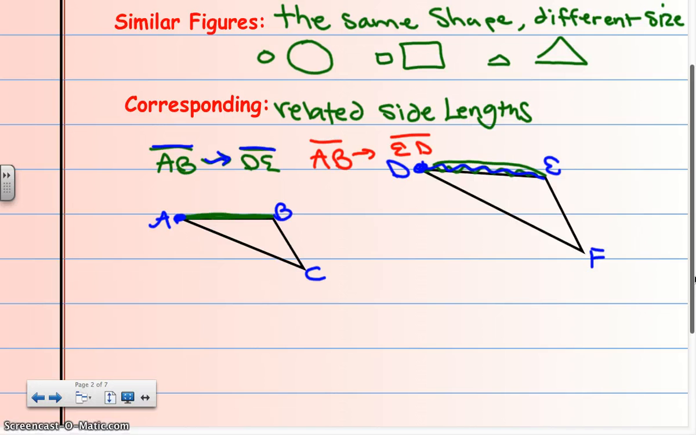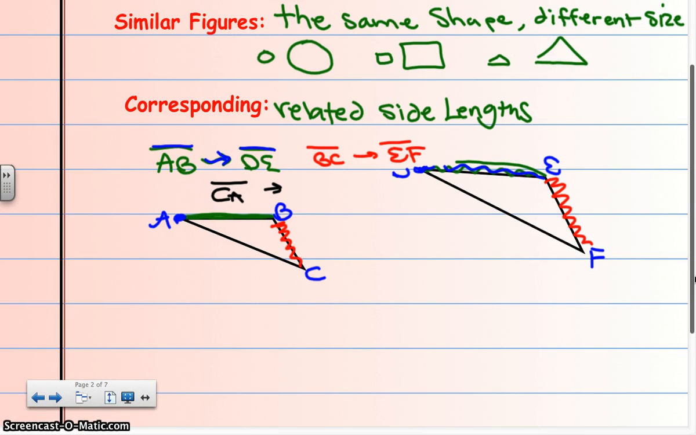Okay. All right. And then if I looked at segment BC, what does BC correspond to, class? Yeah, right? BC corresponds to, where's its match? Here it is, there's its match. EF. So segment BC corresponds to segment EF. Right, now on my last one. I'm going to say segment CA corresponds to what? So I'm going, huh? FD.